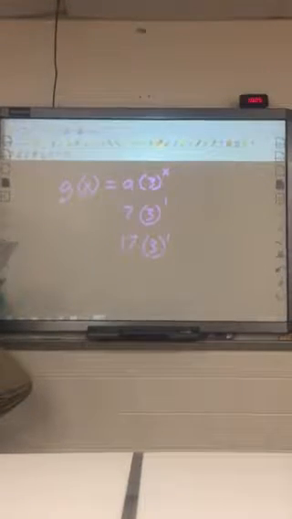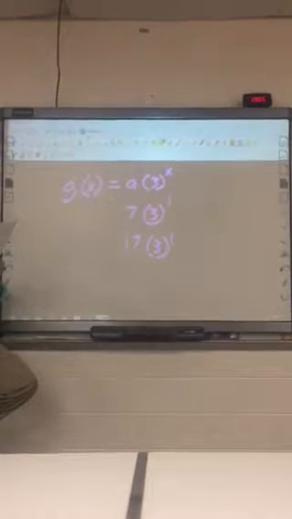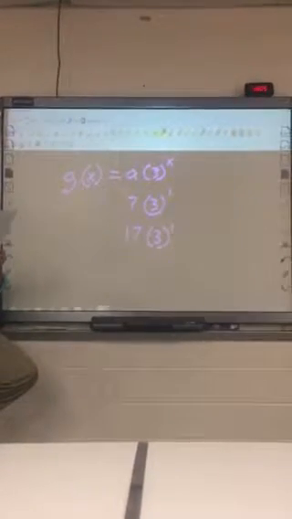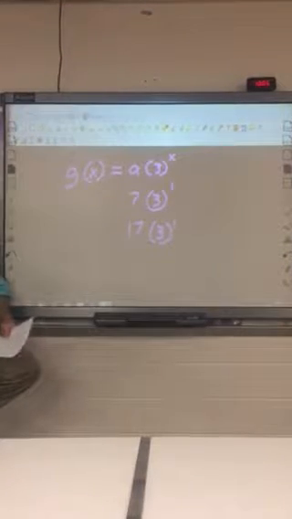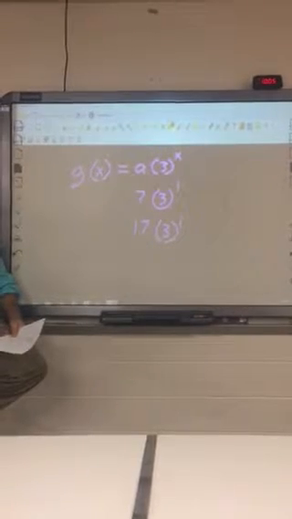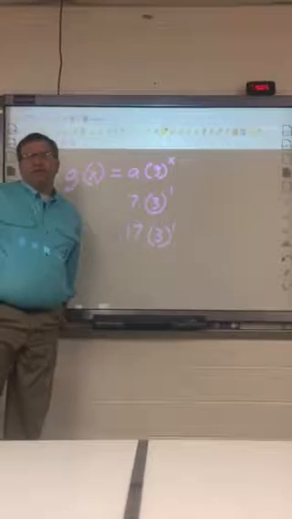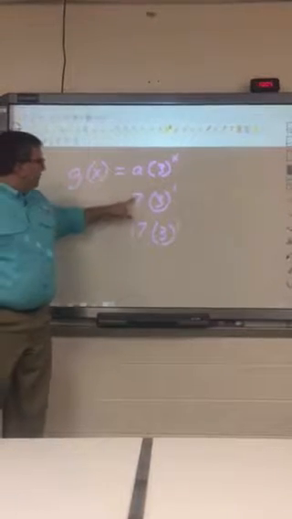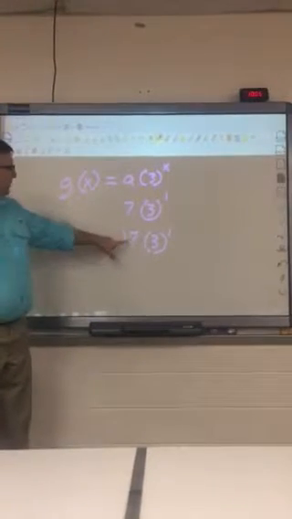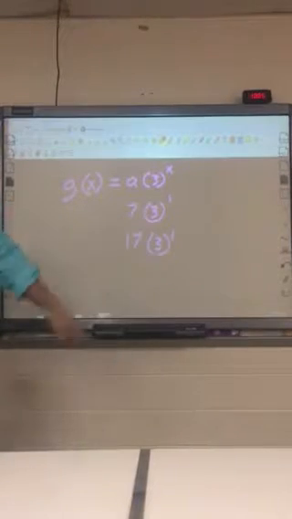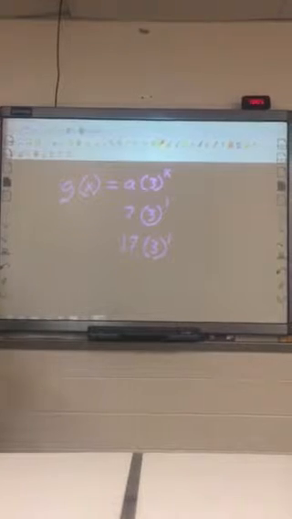What is happening to the value of g of x? Going up. What happens to g of x as a increases? Does it increase at a faster rate, a slower rate, decrease at a faster rate, or slower rate? It increases at a faster rate. So when a is 7, that's 21. When it increases, that's 51. So it's rising quickly.